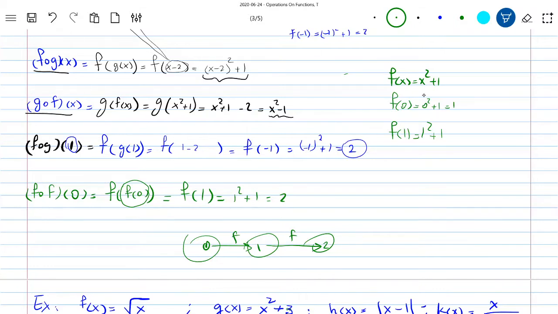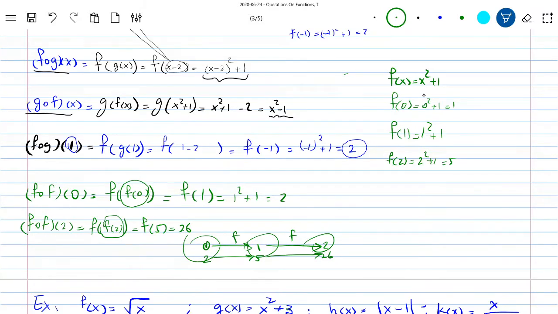If you pick a different number and try f of, for example, 2, f of 2 is 2 squared plus 1, which is 5. So this inside would be 5. I'll have f of 5. Then f of 5 would be 5 squared plus 1, which is 26. So if I start with 2, I'll get 5 in the middle. Then I'll end up at 26.